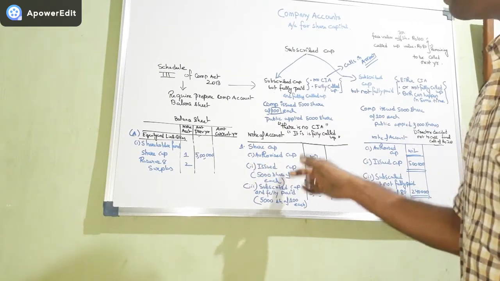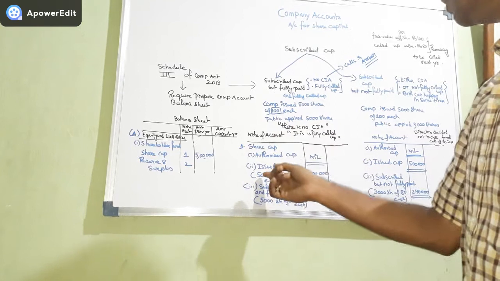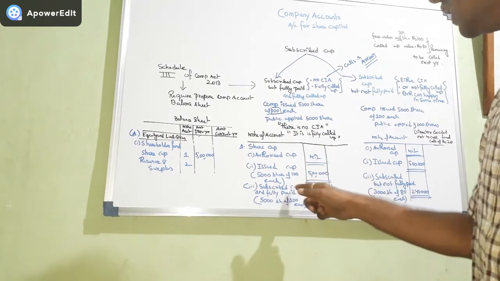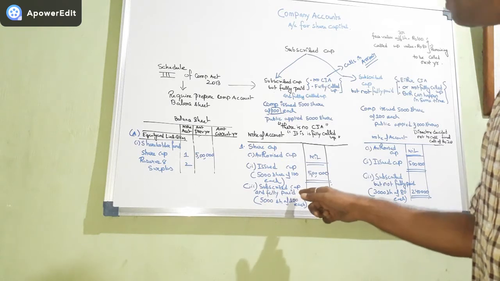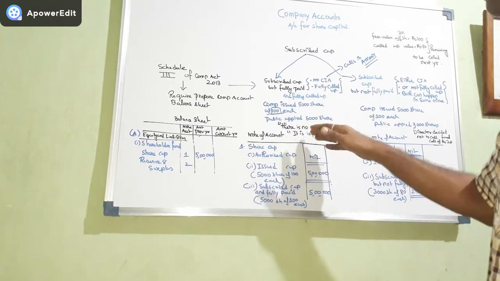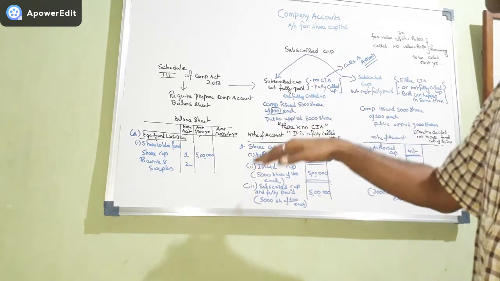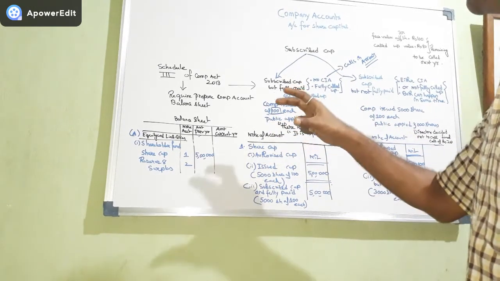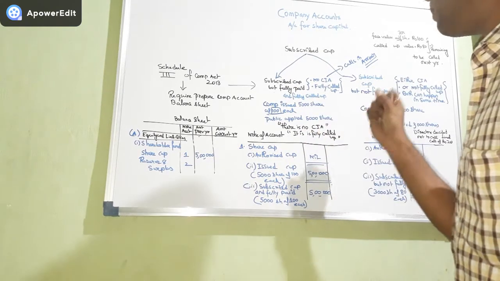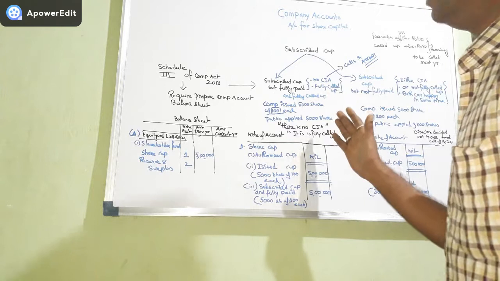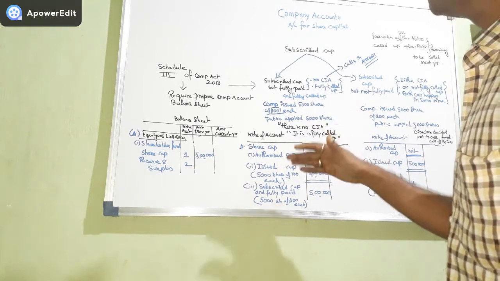And issued capital is 5,000 shares of 100 each. After that, subscribed capital and fully paid. As I have not mentioned any shareholder being a defaulter, and I have not mentioned that the company has not called the full amount, the company has fully called up. So fully called up, so fully paid.